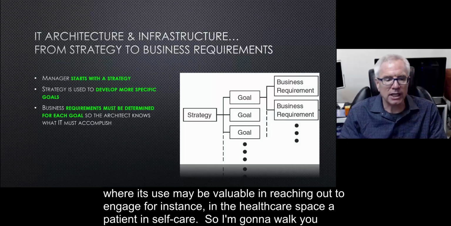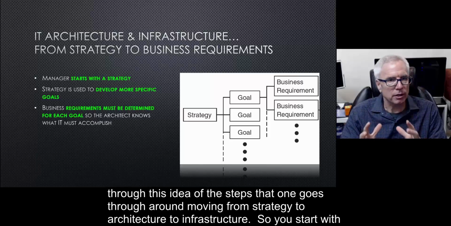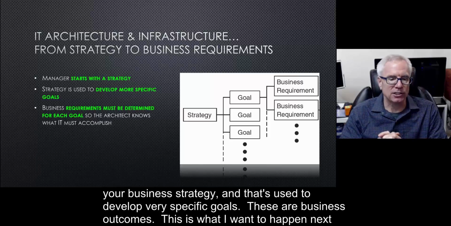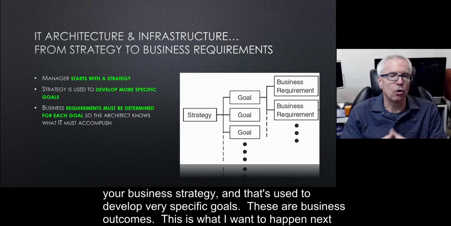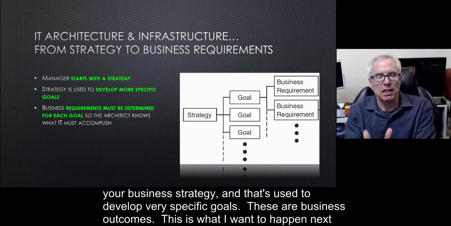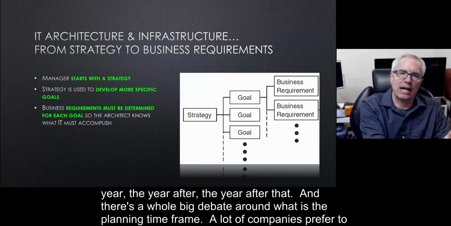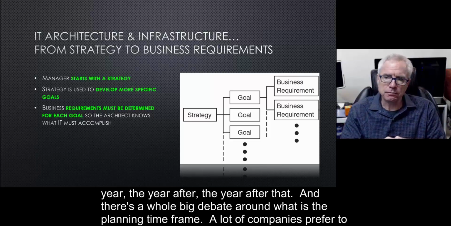So I'm going to walk you through this idea of the steps that one goes through around moving from strategy to architecture to infrastructure. So you start with your business strategy, and that's used to develop very specific goals. These are business outcomes. This is what I want to happen next year, the year after that. And there's a whole big debate around what is the planning time frame.